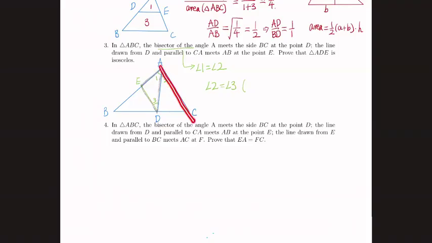is parallel to ED with AD as transversal, you see that angle 2 and angle 3 are alternate interior angles. Since angle 1 equals angle 2, then angle 1 equals angle 3, which is using algebra. That means angle 1 equals angle 3. And since in an isosceles triangle two of the angles are equal, this is an isosceles triangle.